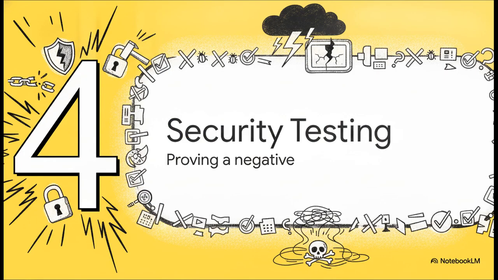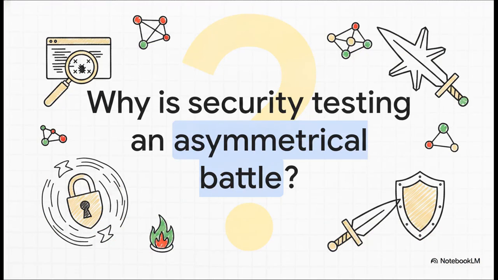All right, moving into Section 4, the security testing battle, proving a negative. Okay, here's a question to chew on. We all know how to hunt for standard bugs, right? But why is security testing fundamentally totally different? Why do the experts always refer to it as an asymmetrical battle?